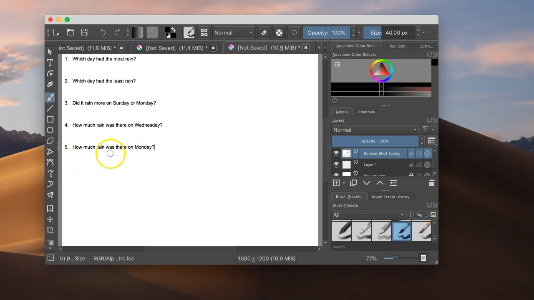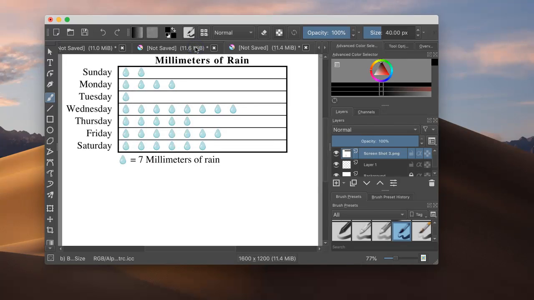Here is a similar question. It says how much rain was there on Monday. So we have to do the exact same thing we did before with Wednesday, except with Monday now. So we go to Monday, and we see that there's 4 raindrops. And so we do 7 times 4, and it's 28.